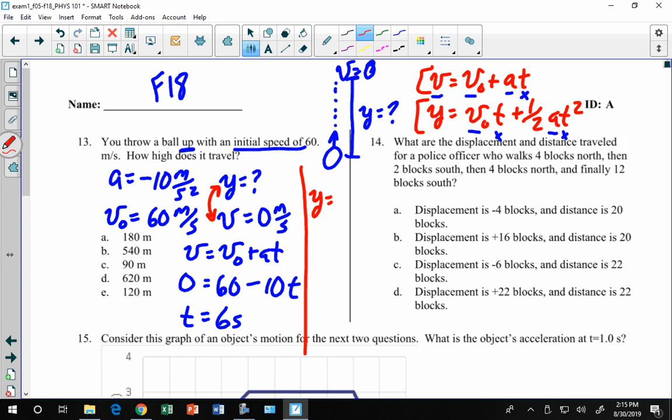y is equal to v naught, which is 60, times t, which is 6, plus negative 5 times 6 squared. I skipped a little step. I just put in a is equal to negative 10 right here, and half of negative 10 is negative 5. So that's where those numbers came from. And then that gives me, what, 360 minus 5 times 30, 150.